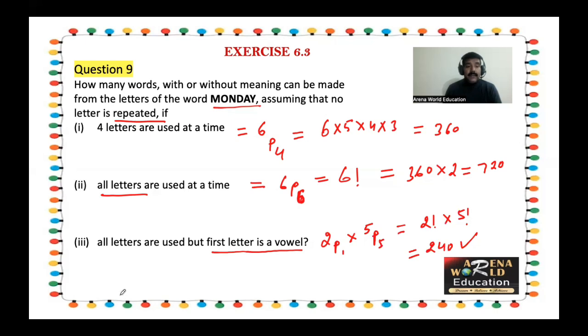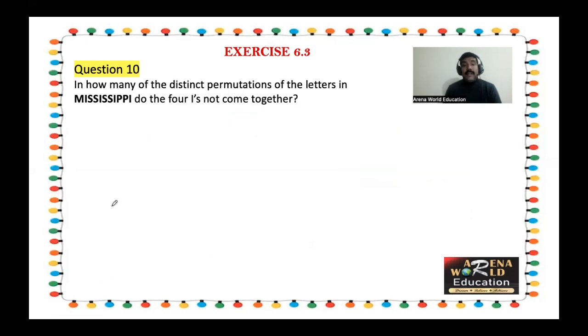So question number 9. Now moving to question number 10. In how many of the distinct permutations of the letters in Mississippi do the 4 I's not come together? 4 I's, right? So this is the second type. We had already discussed, if in a word letters are non-repeating, how to make total arrangements? So this is simply we just count the letters and we write its factorial. Number of letters, that factorial, right?